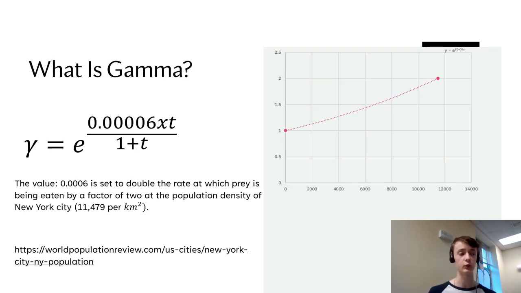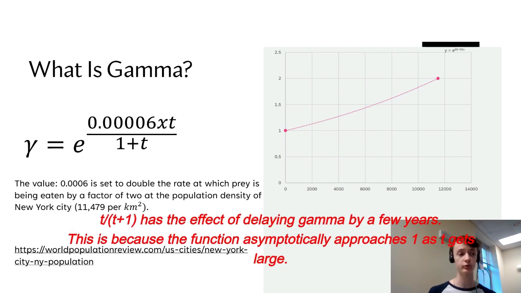Gamma is a special value we assigned to simulate the reduction of anti-predatory response in the prey species. It was assigned such that successful hunts occur twice as often at the population density of New York, which is roughly 11,500 people per square kilometer. Gamma is also time dependent. This comes from the t over 1 plus t factor in the gamma term.